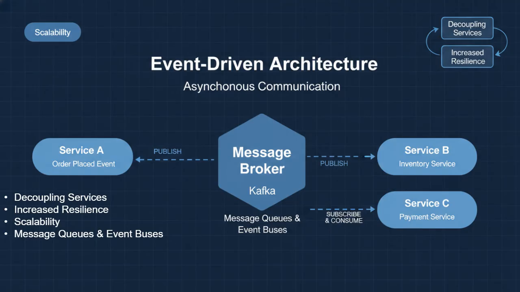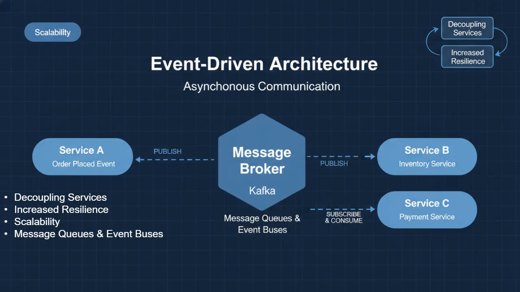Asynchronous communication, typically facilitated by message queues or event buses like Kafka or RabbitMQ, decouples services. Services publish events or messages to a broker, and other interested services subscribe to these events. This means Service A doesn't need to know about Service B. It just publishes an event, allowing Service B to process it when it's ready. This pattern significantly enhances fault tolerance, scalability, and responsiveness.